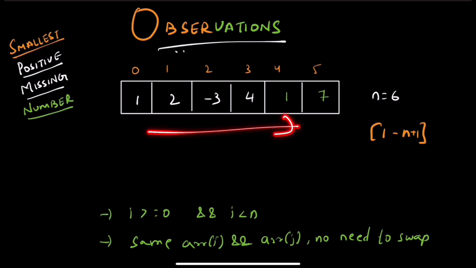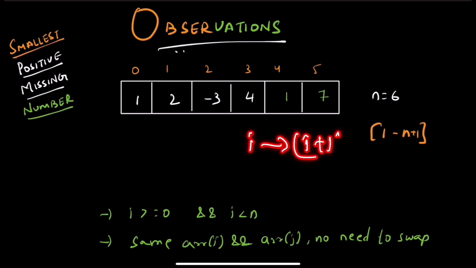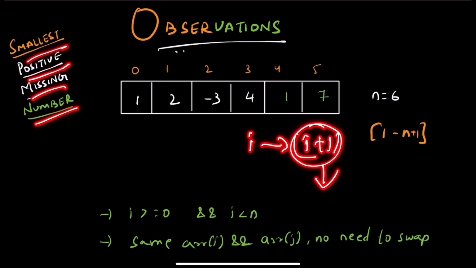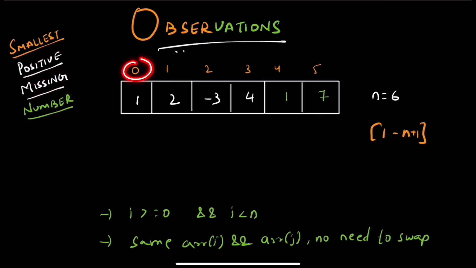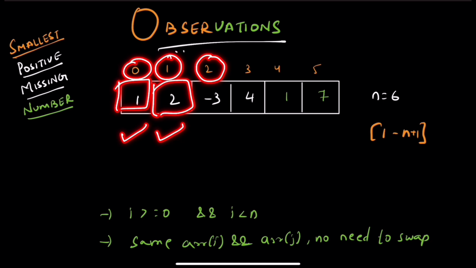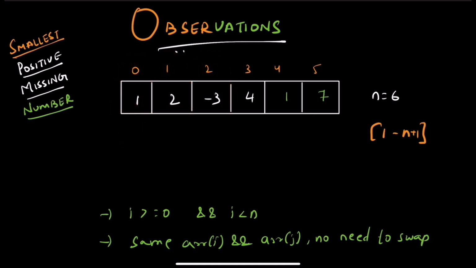Now after executing the whole array, we'll check whether at the ith index we have the i plus 1th element. If this element is not present, then that will be the smallest positive missing number. Okay, so we'll start with index 0. At index 0, we have 1, so this is satisfied. At index 1, we have 2, so this is satisfied. But at index 2, we have -3, right?